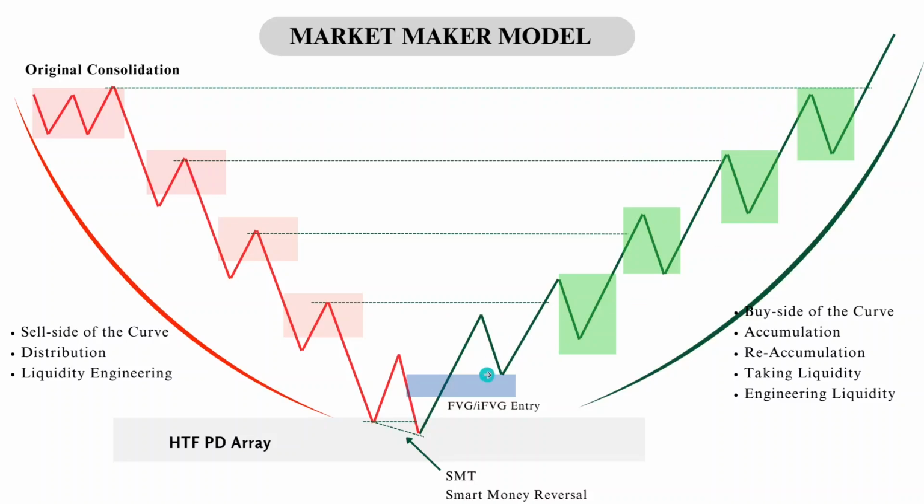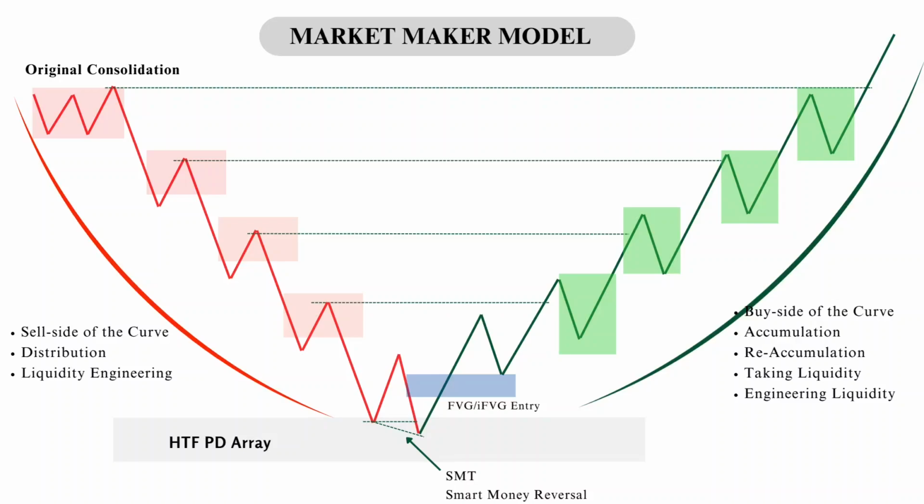So if you miss your entry here, you can still have other areas of entry before the market takes the final liquidity area. So using the market maker model and aligning that with your bias and your draw on liquidity will give you an essential idea of what price is doing and where price is actually going.